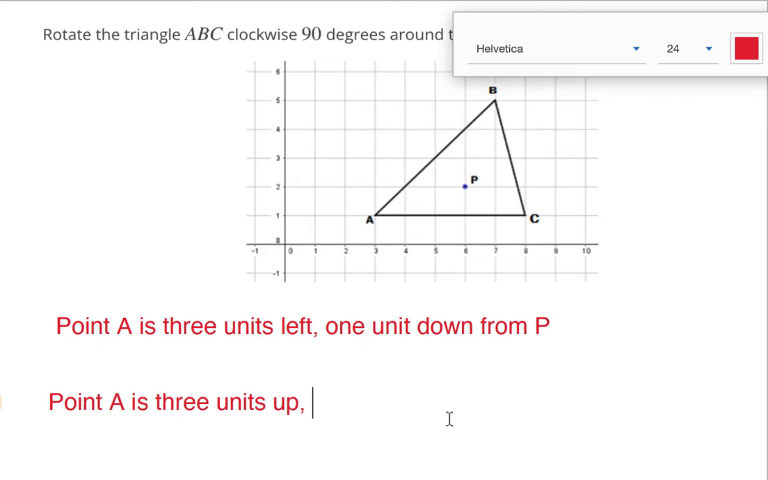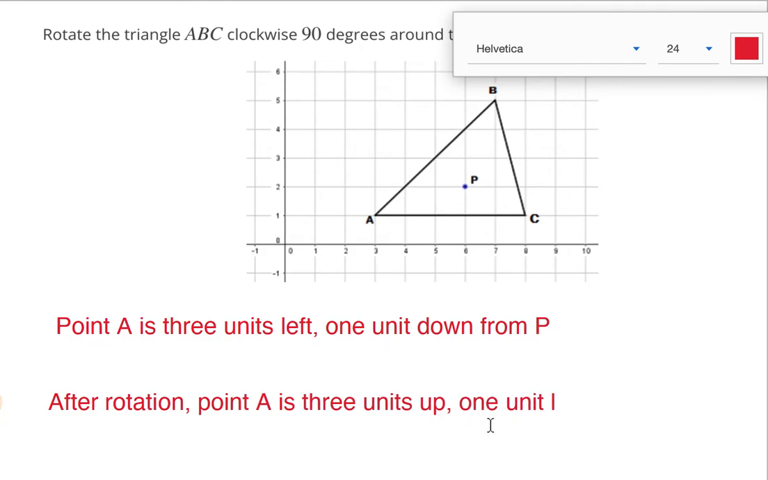So after rotation, point A is 3 units up, 1 unit left from P. I made 3 talk about the y-axis now because 3 was previously talking about the x-axis. 1 was talking about a movement on the y-axis, so after the rotation, 1 should be talking about a movement on the x-axis. And notice that we switched directions on the y-axis.